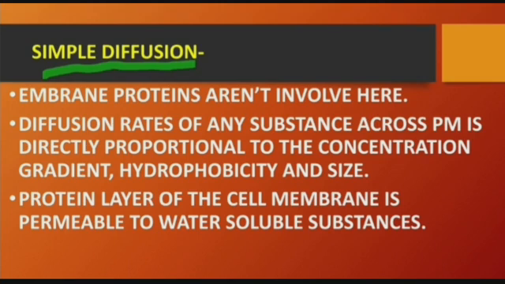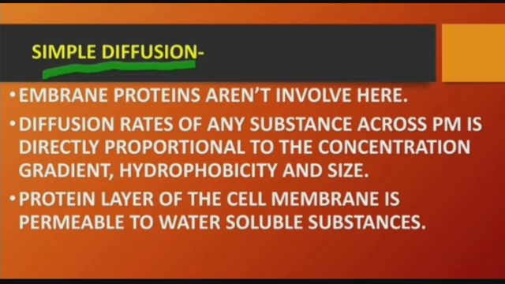Passive diffusion does not require any ATP molecule for the transportation, because the transportation occurs along the concentration gradient, meaning from higher concentration to lower concentration. That's the reason it does not require any ATP molecule. Simple diffusion is also like that. The transportation occurs along the concentration gradient, from higher concentration to lower concentration, so it does not require any ATP molecules.